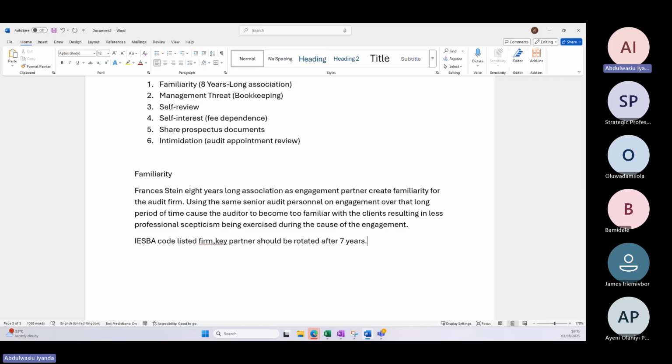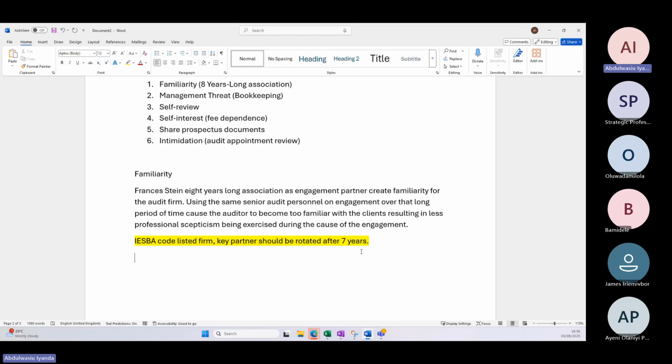And if it is a listed, but this company is not yet listed, the point I'm trying to make now is just in case we come across something like that, based on this particular code, the key partner should be rotated after 8 years, unless there are some circumstances that will make it not possible. Then you cannot go further than another 1 year, so making 8 years. So I hope everybody gets it now. So that is one, the familiarity we have identified.